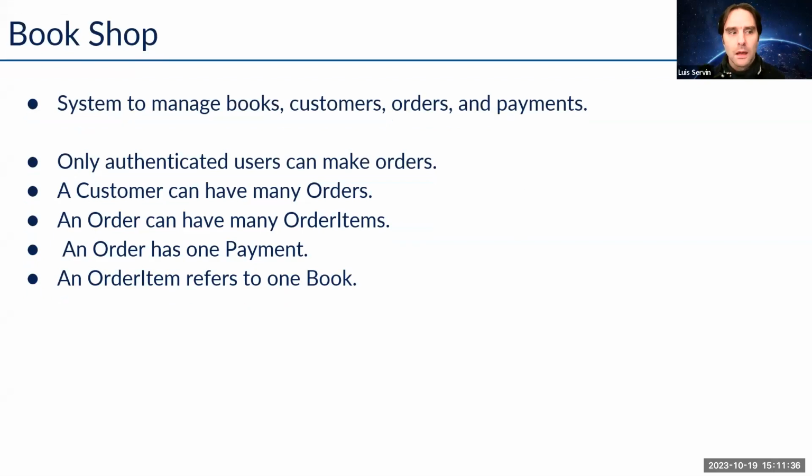So what are we building? What is our target of analysis? It's a bookshop. In the bookshop, we'll have books, we'll have customers, we'll have orders and payments. Not too difficult. Only authenticated users can make orders. A customer can have many orders. An order can have many order items. An order has 1 payment. An order item is 1 book. Easy peasy, right?